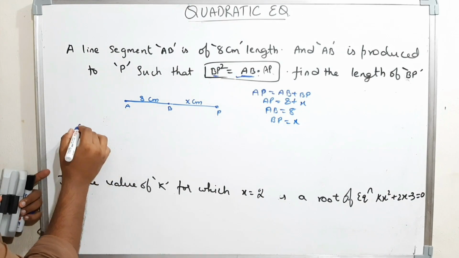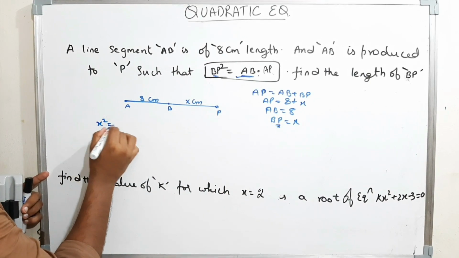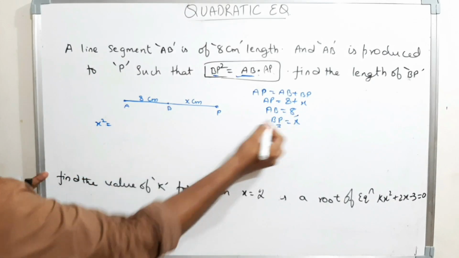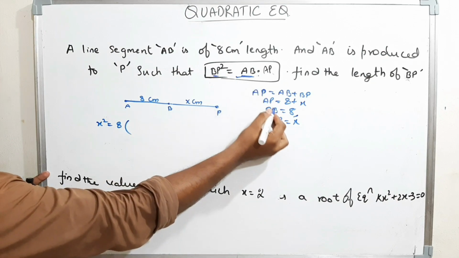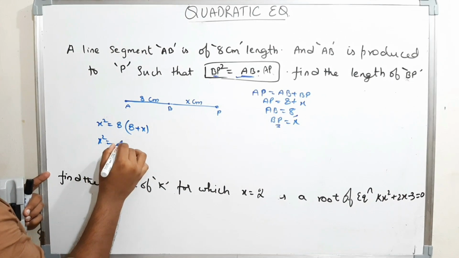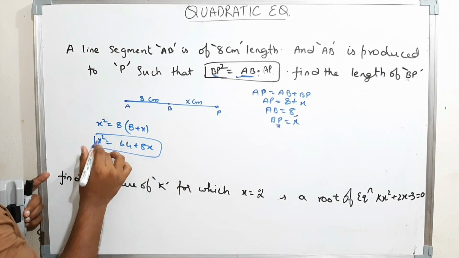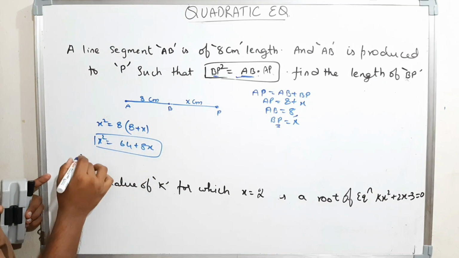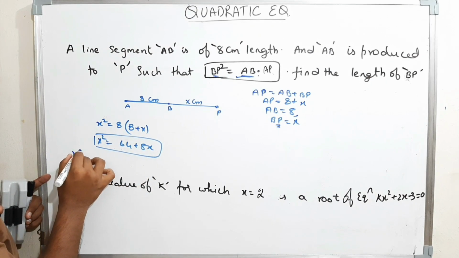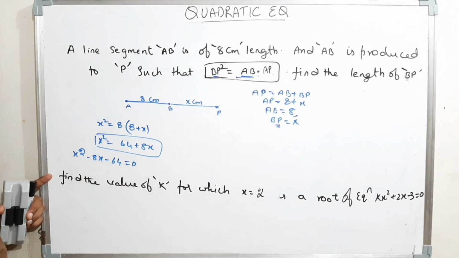What will you get? BP square, that is, what is BP? That is, x square is equal to, what is AB? AB is 8 into what is AP? AP is 8 plus x. Therefore, x square is equal to 64 plus 8x. Nothing but we just got the equation. Solve this equation, you will get the roots, x values. Therefore, x square minus 8x minus 64 equal to 0.